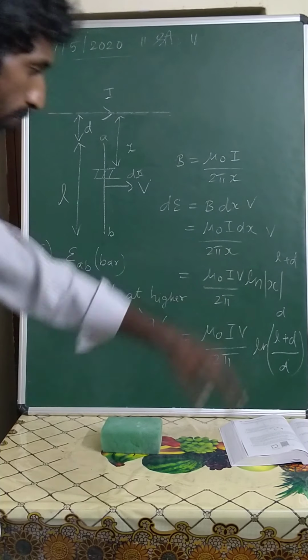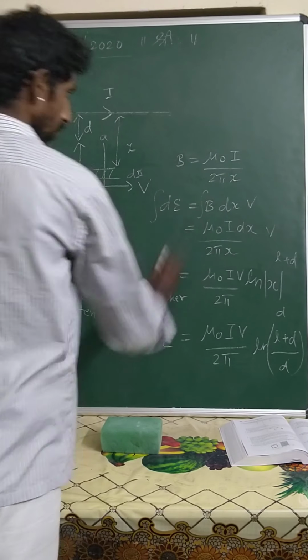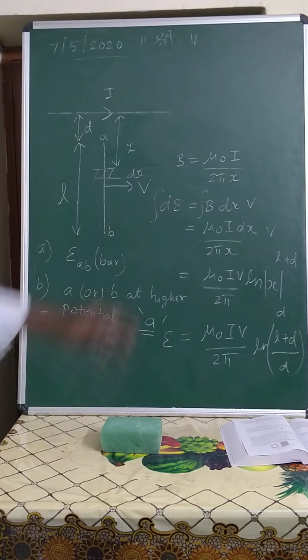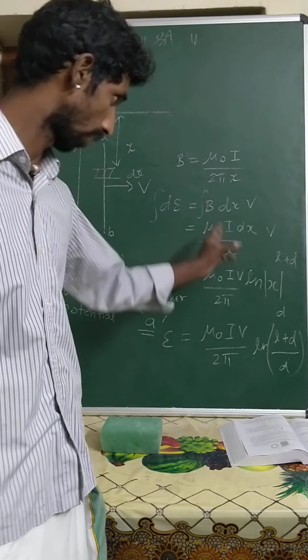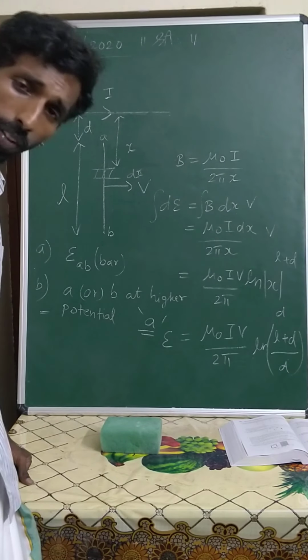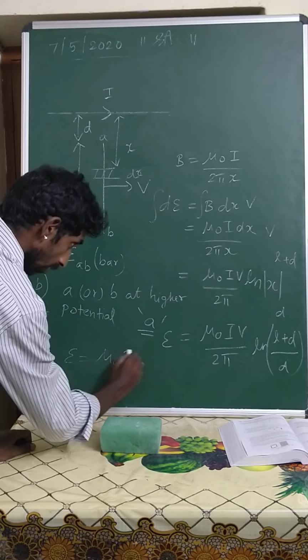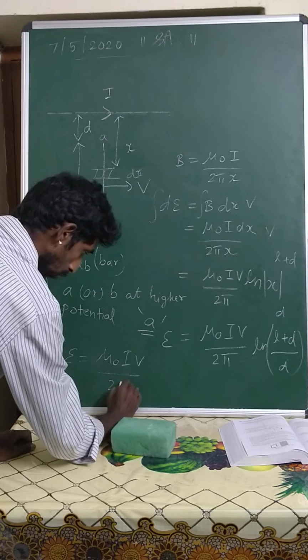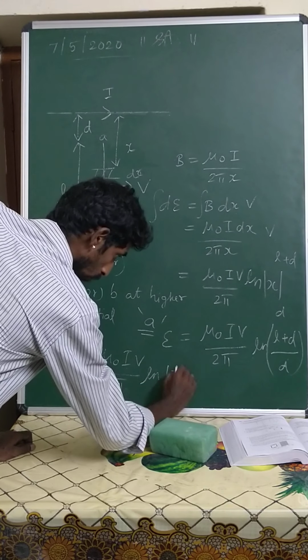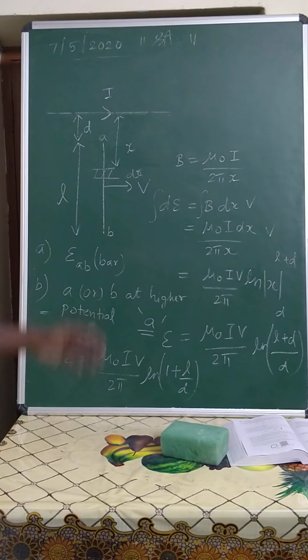Okay. So this is the final answer. This is the EMF induced. On integrating this, we get the EMF induced as the integral of dx by x, that is natural log of x, times mu naught IB by 2 pi, and the natural log of (L plus D) by D. Further, we can write it as mu naught IB divided by 2 pi, natural log of 1 plus L by D. So this is the final EMF induced answer.